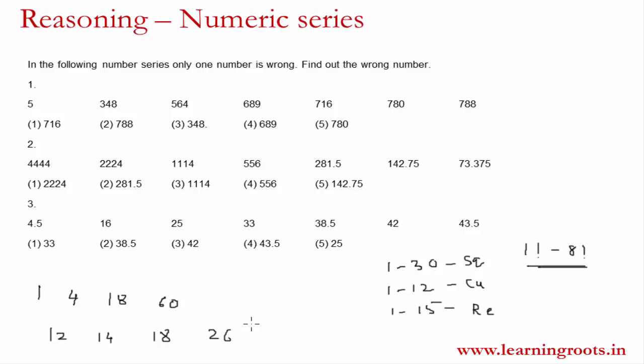Okay, so the direction says that in the following number series, only one number is wrong. Find out the wrong number. So this is a very straightforward question. The series is given, so you do not really have to find out the next element of the series, but you have to figure out which element is wrong.